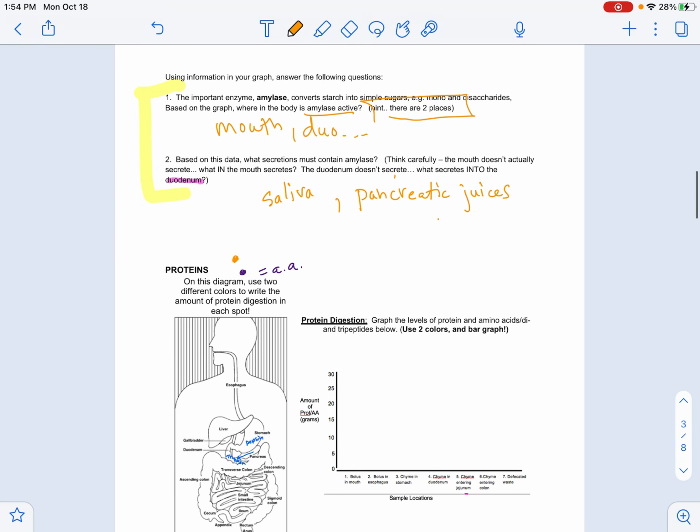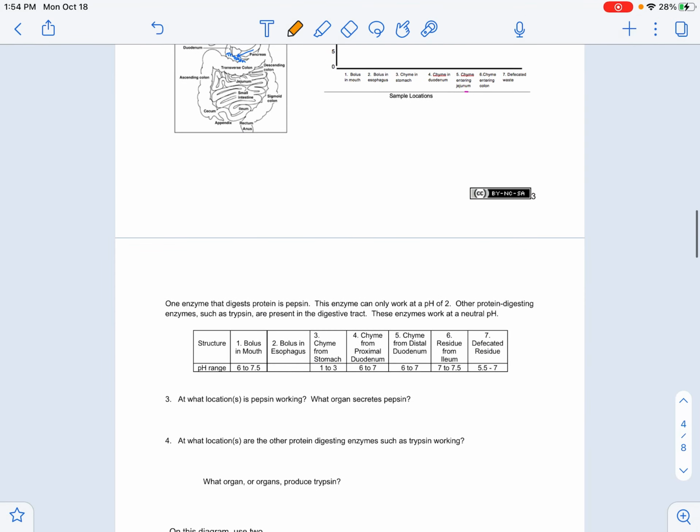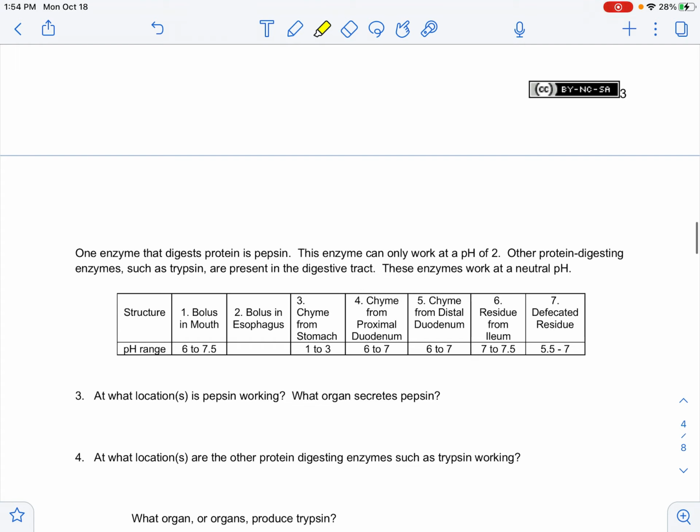Now you're going to do the same thing down here for the proteins. The questions on the protein part are hard because you need to actually read. I know, gosh. One enzyme that digests protein is pepsin. And how I remember it, pepsin is like Pepsi, and Pepsi is very acidy when it gets in your stomach. I know it might not work for everybody, but it works for me. So pepsin only works at a pH of 2. So we know that this guy is in your stomach.